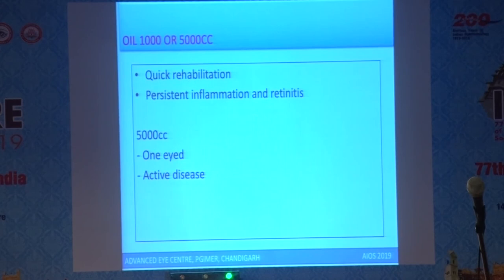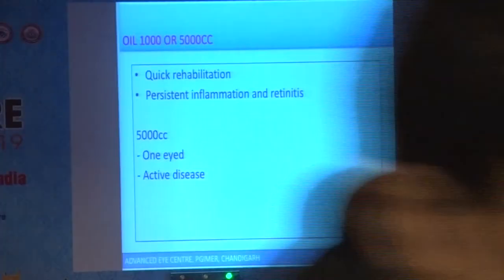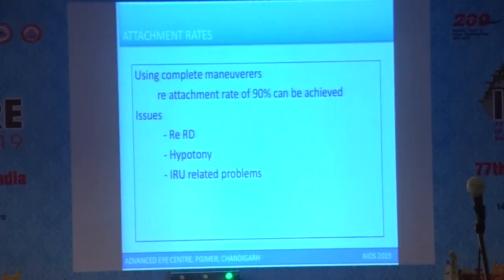My take is, I use 5,000 for one-eyed patients, I know that these are the CMV, HIV patients, and they are surviving, so I'll be putting 5,000 in a one-eyed patient. And of course, oil acts as an agent which will take care of the antiviral activity. So in active disease, you put 5,000 oil. And you can use 1,000 or 1,200 cSt silicone oil in those patients.